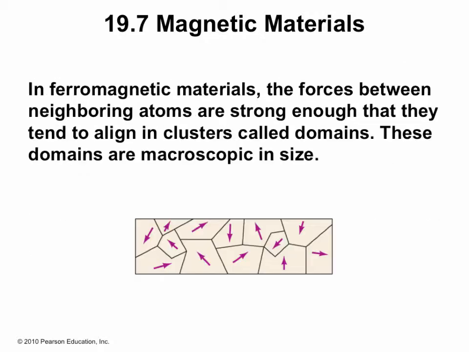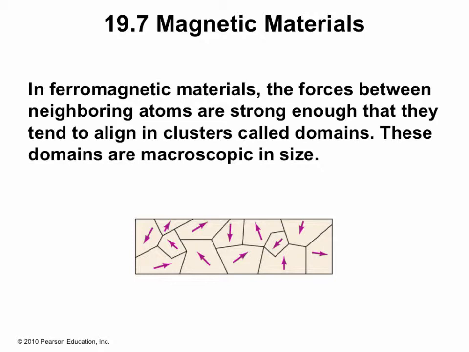What this means is in ferromagnetic materials, the forces between neighboring atoms are strong enough that they tend to align in clusters or domains. Let's say this is a piece of iron that you see on the screen. This one might have a miniature magnetic field that points this way, this one will have this one, and they're all going in different directions. So the net magnetic force or field is 0.